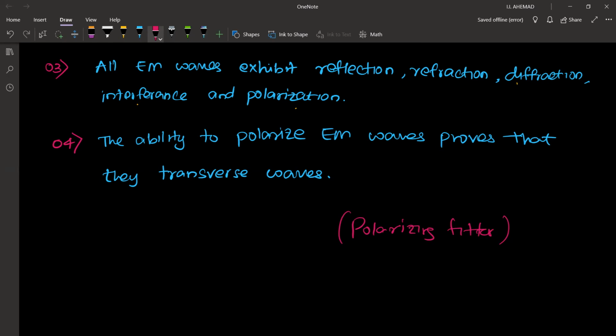And you might have heard about these polarized sunglasses. When you put on those polarized sunglasses, the light will reduce. The intensity of light will reduce. What you see will reduce. So just surf the internet about these, okay?